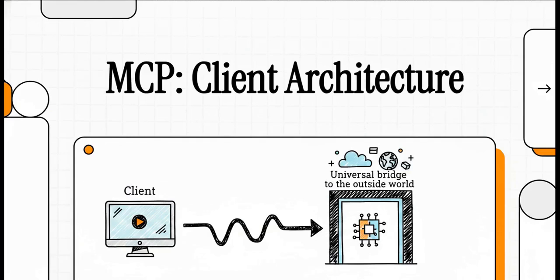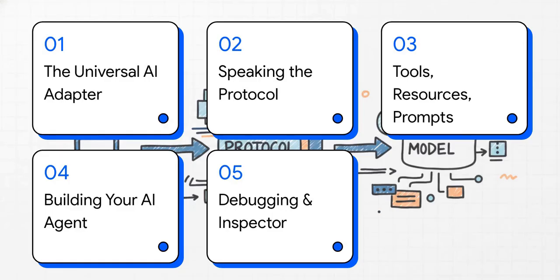So, are you tired of writing custom integrations for every single AI app you build? Well, today we're unlocking the exact mechanics of the Model Context Protocol, or MCP for short. And specifically, we're going to look at this from the client side. If you've ever wanted to give your AI applications a standardized, universal bridge to the outside world, this is exactly how it's done. Okay, let's map out our roadmap really quick.